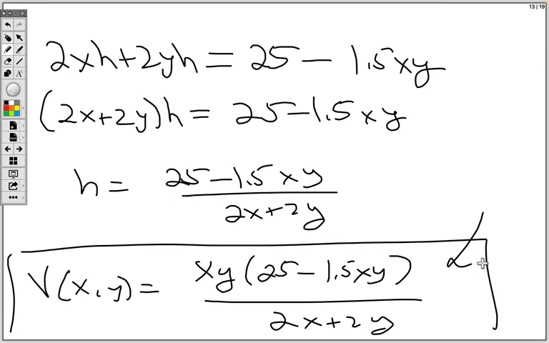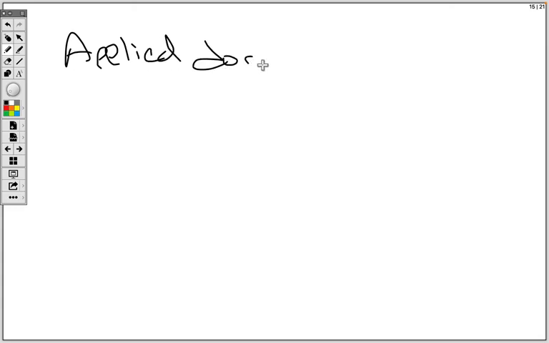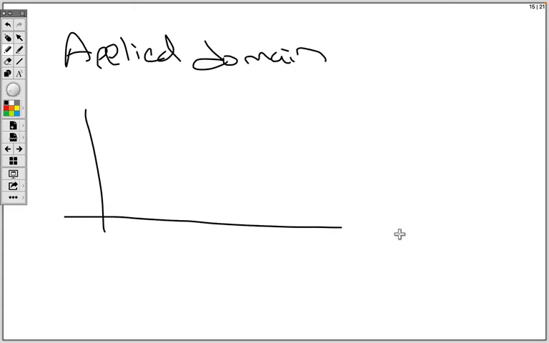Any questions on the algebra there? Do you see why solving for h is a nicer choice than solving for x or y? You get that symmetry. So let's talk about the applied domain here. So here we got this function, and we're trying to maximize the volume.